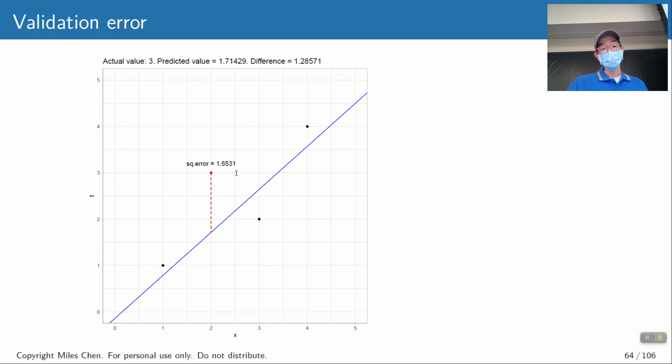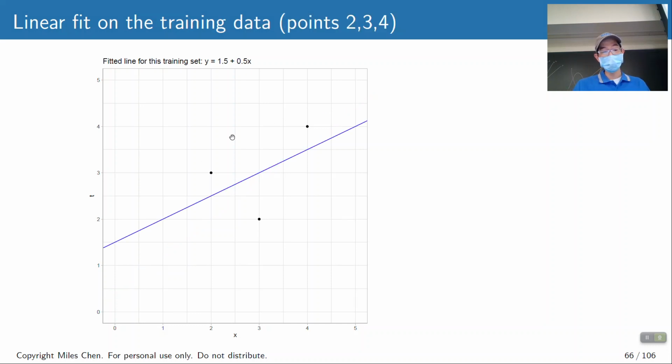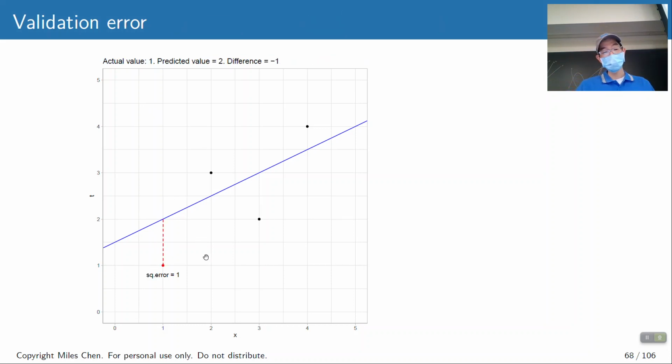Okay, same thing. Okay, last point. Here's the full data set. We're going to hide this last point. And if we do that, this is the best line that fits these 3. How well did it predict this? This one has an error of 1, square it, and you get a squared error of 1.